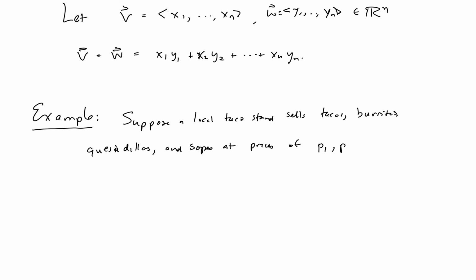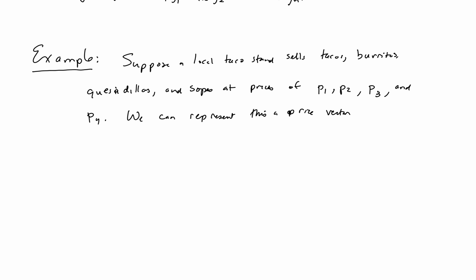Okay, so we have a local taco stand selling its products at prices P. So we've got tacos, burritos, quesadillas, and sopas at prices P1, P2, P3, and P4. So we can represent this as a vector, as a price vector. So we'll see our price vector here is P, and this is P1, P2, P3, and P4.